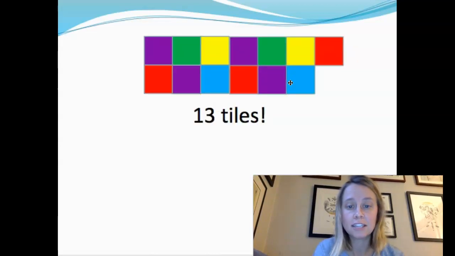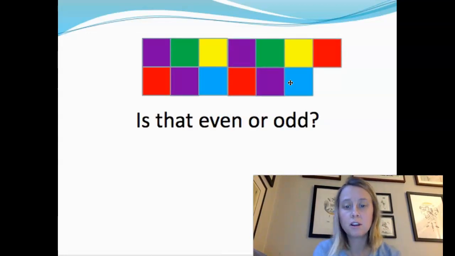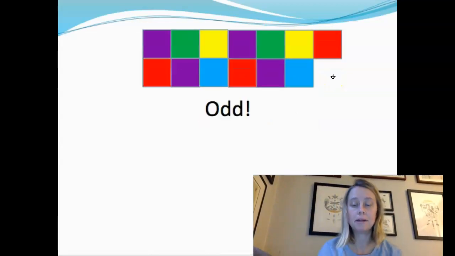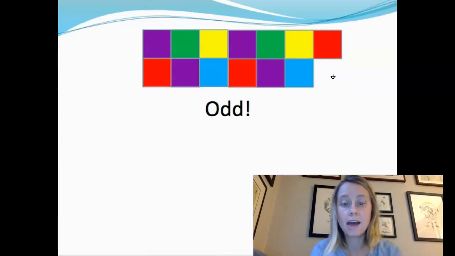13 tiles all together. Is that even or odd? Looking at the array will help you. There is one tile that doesn't have a pair, so that is an odd number. It also ends in a 3, which is not a 0, 2, 4, 6, or 8. So we know 13 is odd.